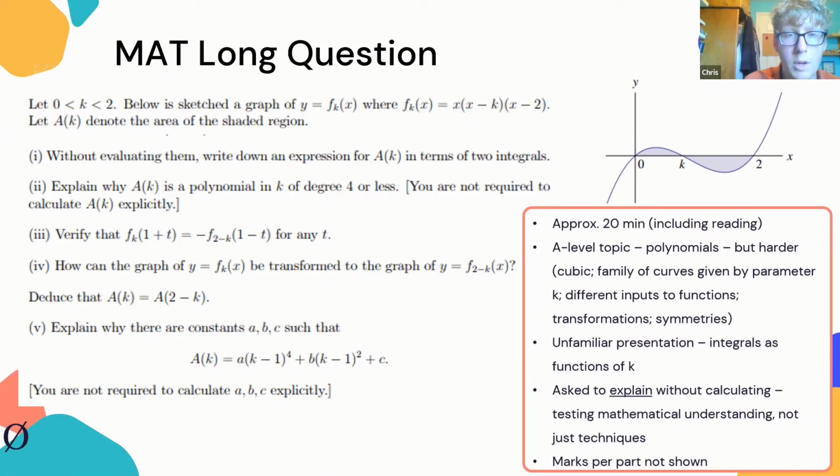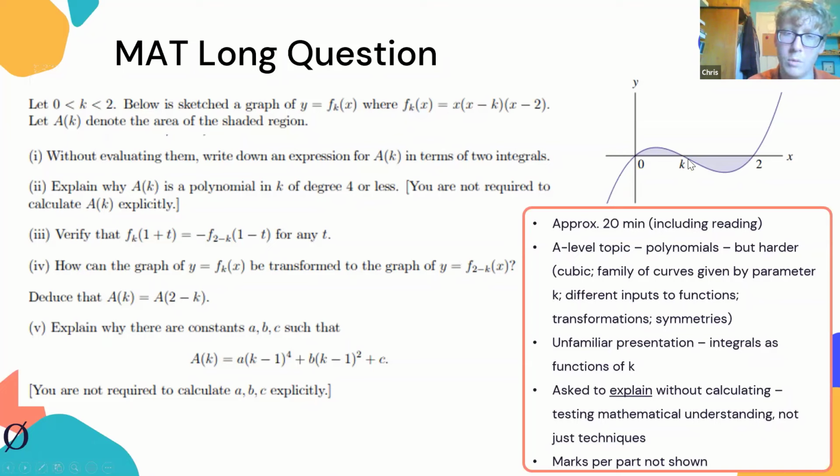So if we look in the first line at the definition of the function f subscript k of x, well, firstly, there is this subscript. So there's this number k it depends on. And so we don't actually have one cubic. We've kind of got a family of cubics.